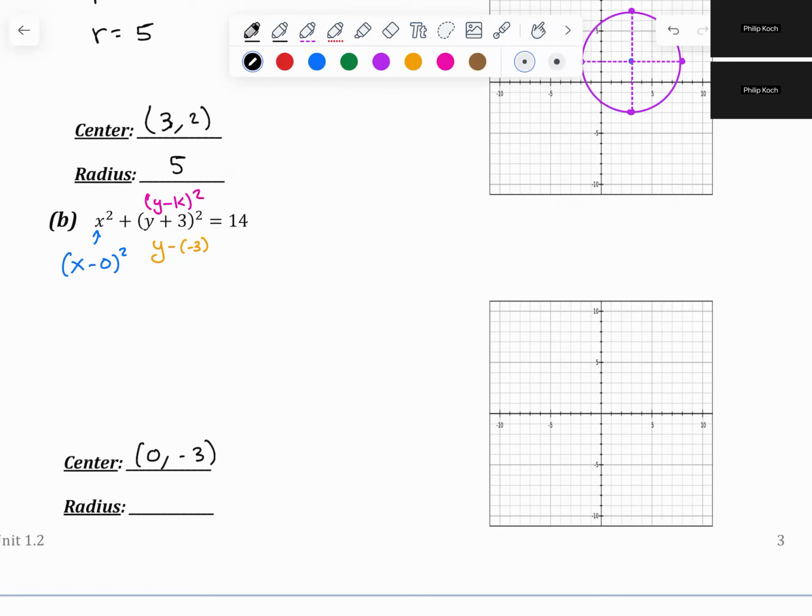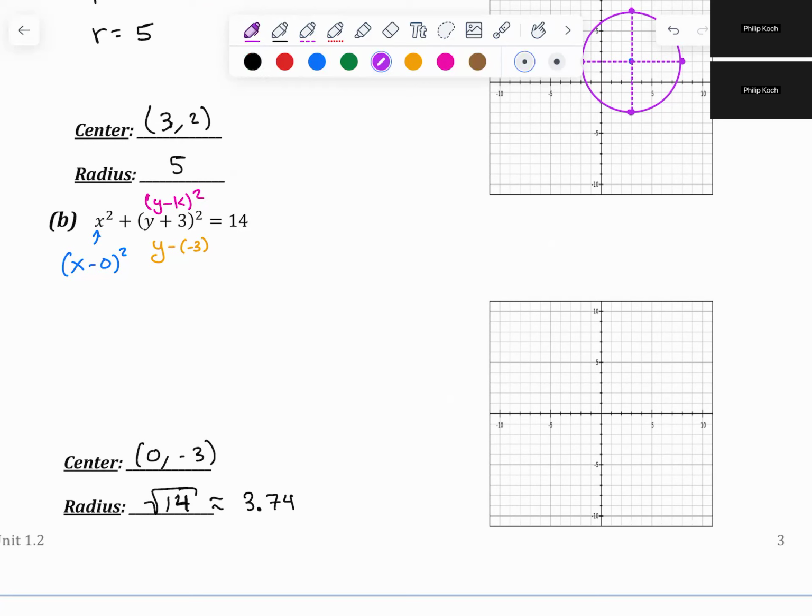And the radius is the square root of 14. We can approximate that if we'd like using our calculator, which is approximately 3.74. So to graph this one, it's going to have to be a sketch. It's going to have to be not too perfect.